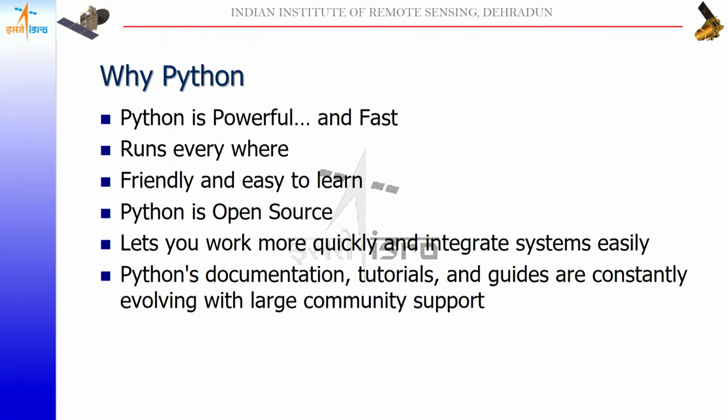Either you want to do a desktop application, web application, or some machine learning or data science application, everything you can do with just one programming language. So it lets you work more quickly and integrate systems easily, as it's quite easy to learn. You can build complex systems quite easily and integrate your systems with ease. And Python's documentation, tutorials, and guides are constantly evolving. There is a lot of content available online as well, and those things are getting updated on a regular basis. And if you are stuck somewhere, there is large community support to help you out.